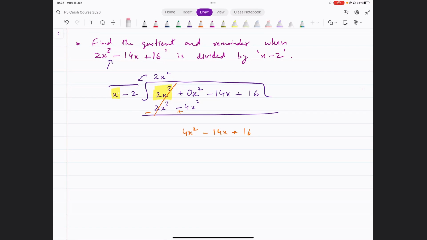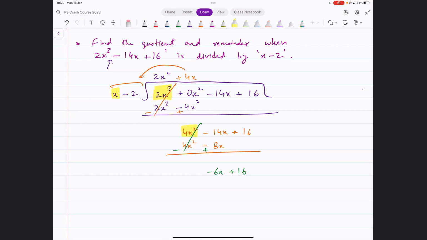Again, repeat the process. What do you multiply x by to get 4x squared? X times 4x is going to give you 4x squared. So you multiply 4x with this whole thing now, and that gives you 4x squared minus 2 into 4x, which is 8x. Change the signs. This gets cancelled. Minus 14x plus 8x, that is minus 6x plus 16.